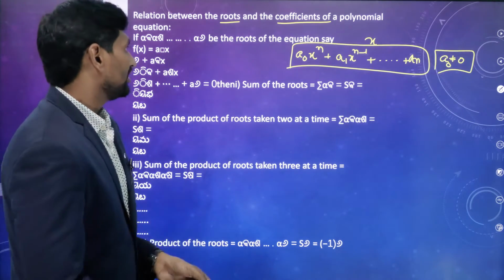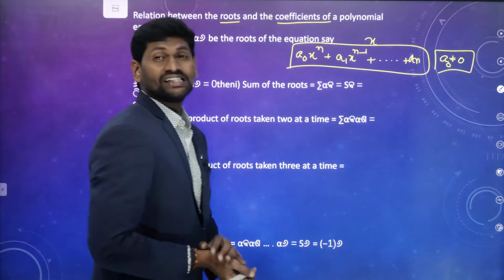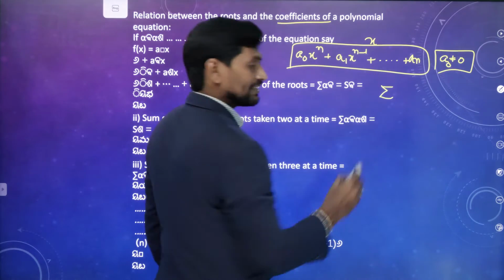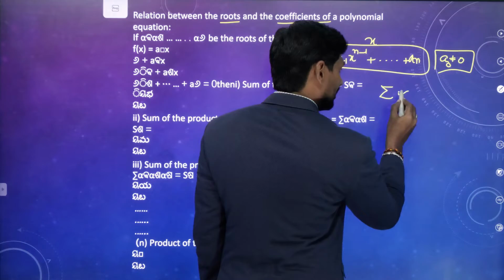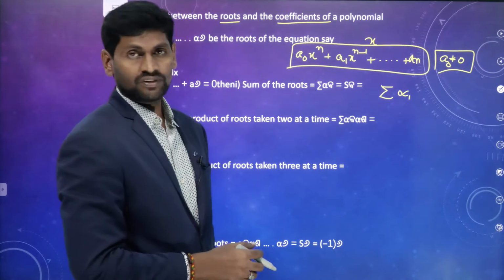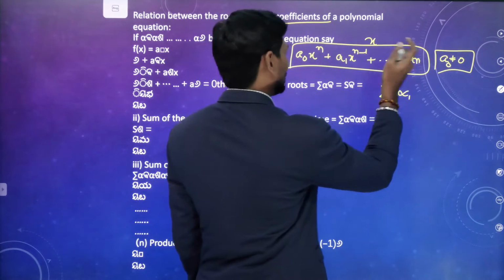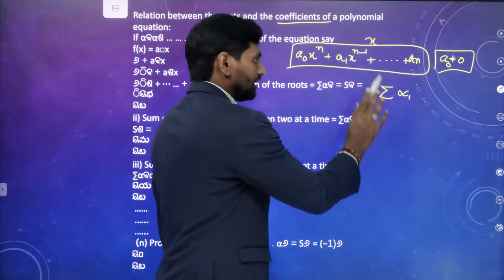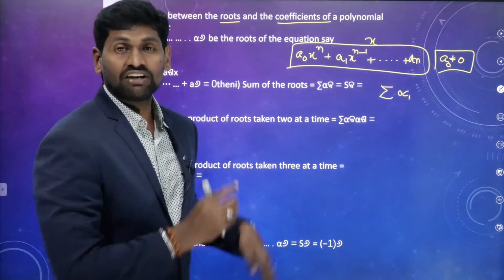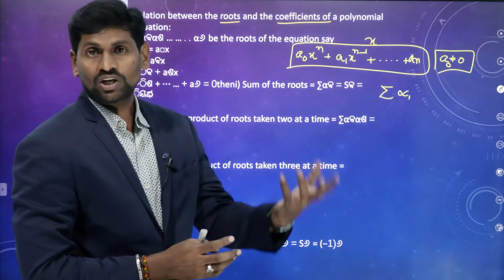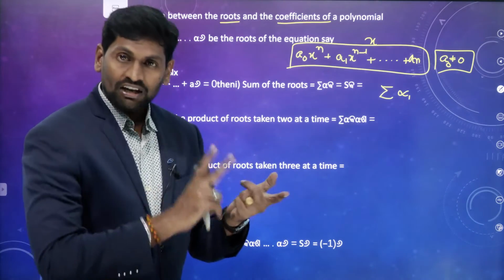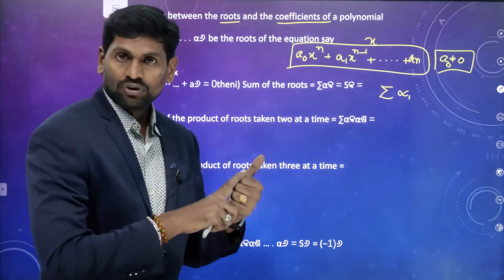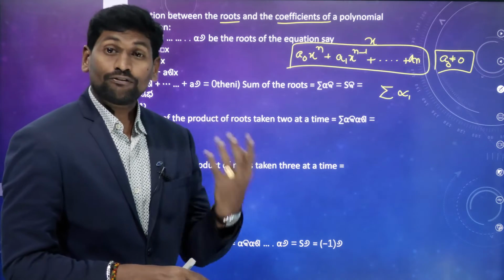Now, if it is given like this, the sum of roots will be given. We represent the sum with the symbol sigma, sum of roots alpha 1, and a0, a1, a2, a3 and so on, an are the coefficients. Alpha 1, alpha 2 are roots of a quadratic polynomial. Alpha 1, alpha 2, alpha 3 are roots of a cubic polynomial because the degree is 3. Alpha 1, 2, 3, 4 are 4 roots, degree 4, like that.